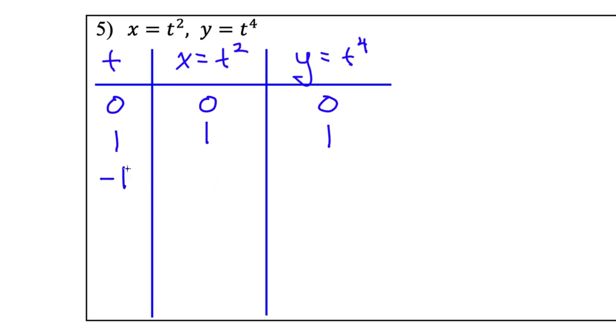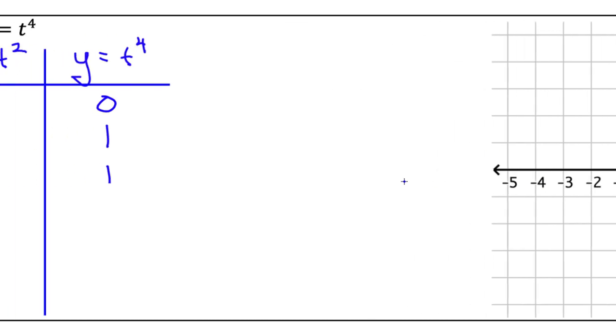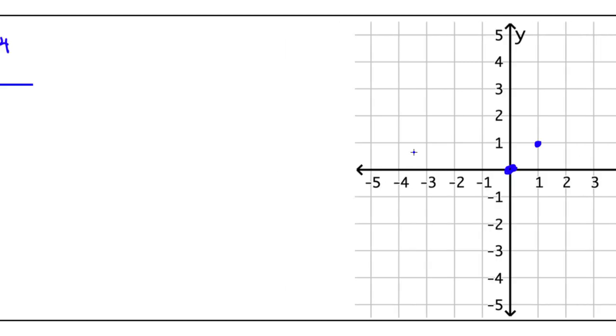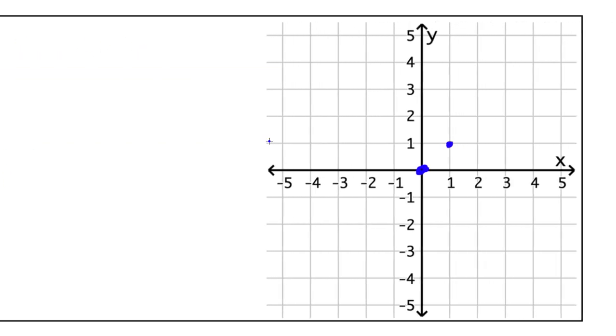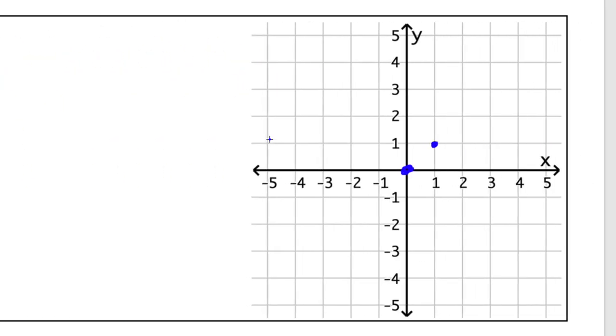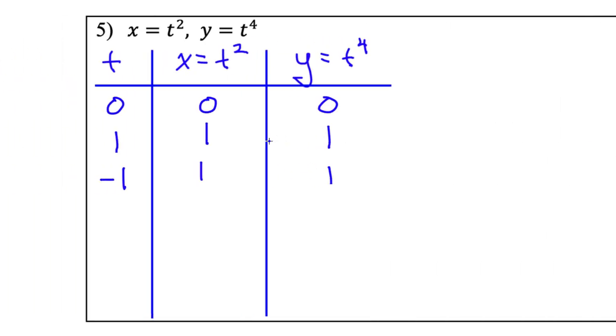Let's try negative 1. Negative 1 squared is 1. And negative 1 to the power of 4 is 1. So positive 1, positive 1. So it's the same coordinate. Darn it. What could I do here that would make it slightly different? 2 to the power of 4 is too big. So choose my t values to be slightly smaller.